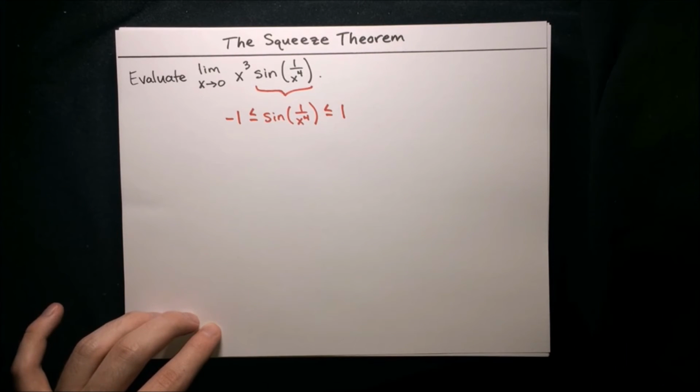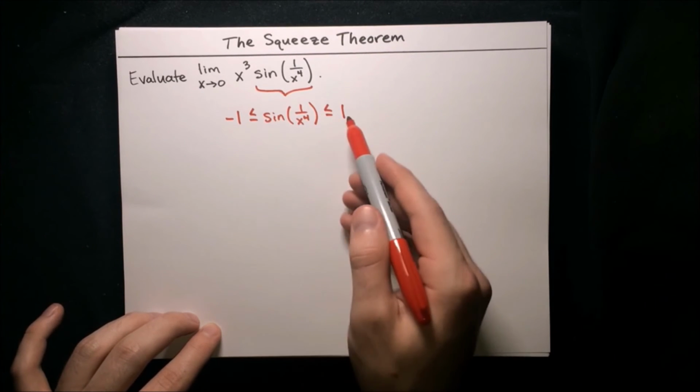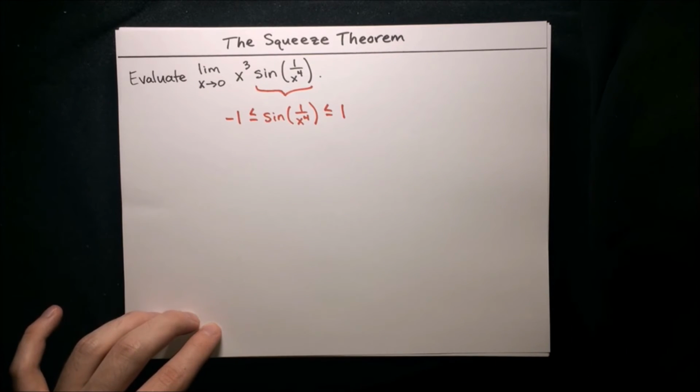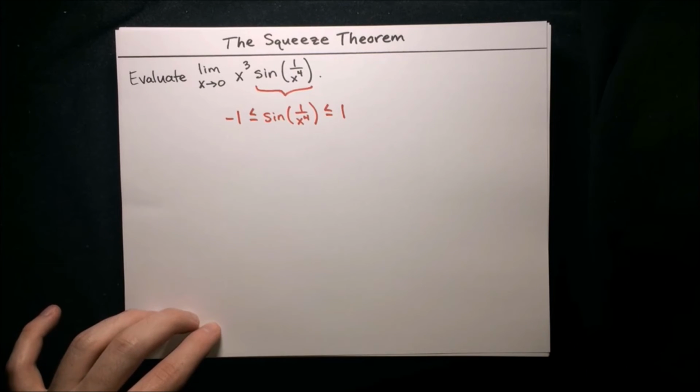So now what we'd like to do is just multiply everything in this inequality by x cubed, and that would be grand, because we could just take the limit and be done. But there's a little issue. Depending on whether we approach 0 from the right or the left, x could be positive or negative, meaning that x cubed could also be positive or negative. And if it's negative, then we'd have to flip the signs of the inequality.